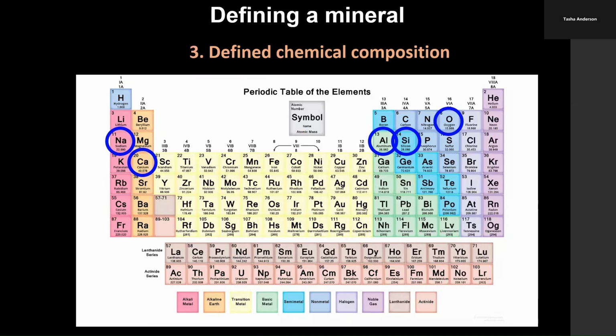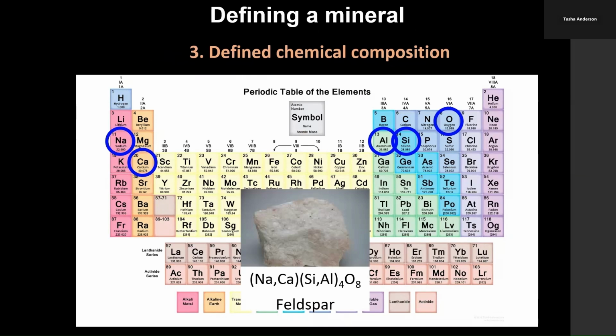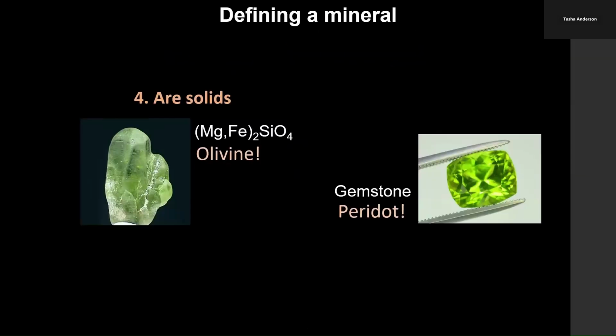Third, every mineral has a defined chemical composition. Think of it like a recipe that never changes. For example, when you combine sodium, calcium, aluminum, silicon, and oxygen, you get feldspar. Fourth, minerals are solid. Olivine is a solid mineral that, when polished, becomes the gemstone peridot.